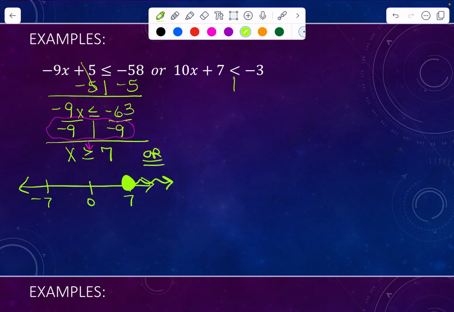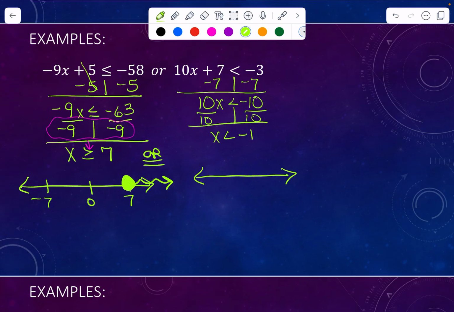So now I'm going to come down here, and I'm going to solve this one. So I'm going to minus 7. So now I get 10x is less than negative 10. I'm going to divide that by 10, and I get x is less than negative 1. So that graph, I would have negative 1, 0, 1. It would be an open circle, and it would shade to the left.